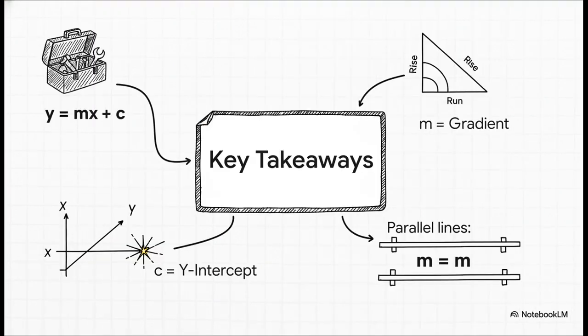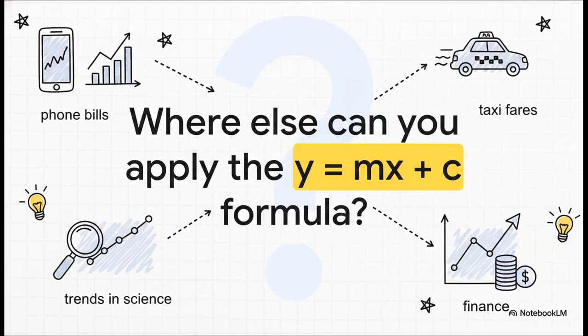So let's do a quick rundown of our key takeaways. The equation for any straight line is y equals mx plus c. M is the gradient, and you find it using rise over run. C is the y-intercept, which is just where the line crosses the y-axis. And of course, the golden rule, parallel lines have the exact same gradient. So we've totally cracked this exam question.